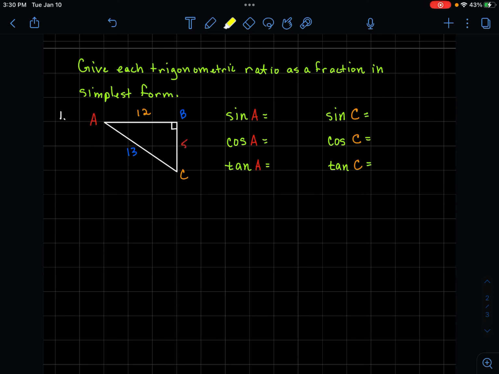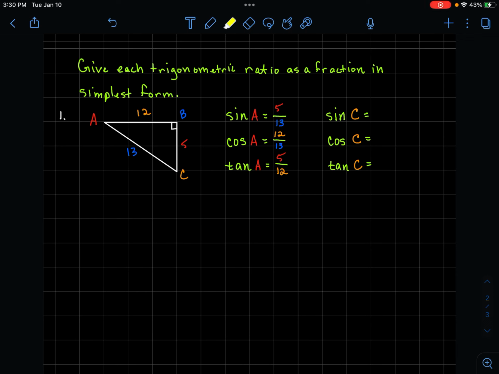So the sine of angle A will be 5 over 13. Cosine, since it's adjacent over hypotenuse, the adjacent side will be 12. The hypotenuse will be 13. So the cosine of angle A is 12 over 13. And then finally, tangent for A, using opposite over adjacent, we have our opposite side, we have our adjacent side. So the tangent of angle A is 5 over 12.